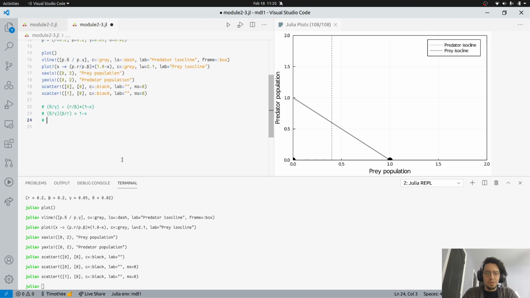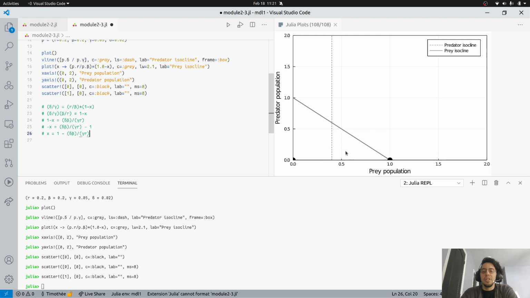What is the easy solution to do that? Sorry, let me reorganize this thing. We have 1 minus x equal delta times beta over gamma times r. So that's our first thing. That's minus x plus 1. So we do minus x equal this thing minus 1. And this is finally x equal 1 minus this thing. Okay, cool.